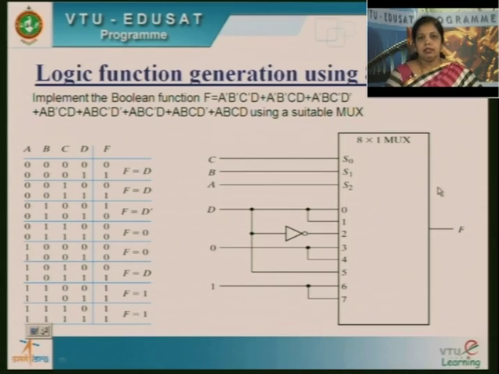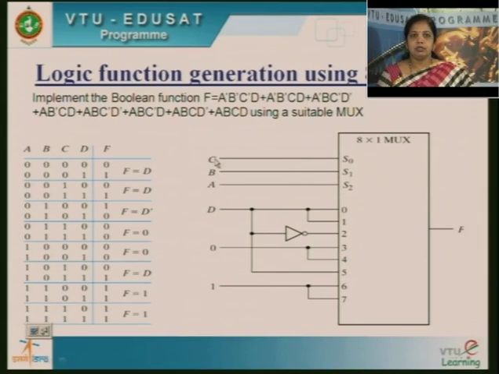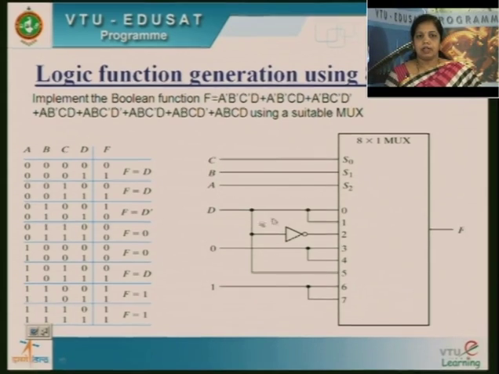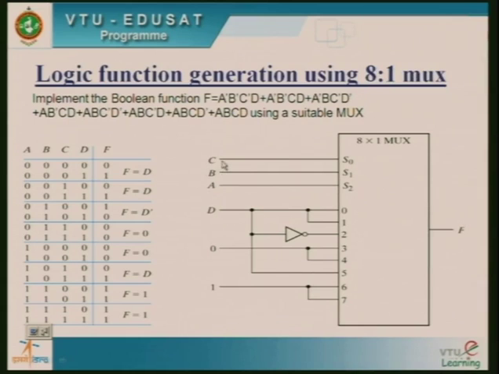So finally this 8:1 mux has 3 input variables as selection lines, and the fourth one acts as an input to the multiplexer. As we give these combinations, you generate the output F based on this truth table. So this is how we can generate a 4-variable logic function using an 8:1 mux.